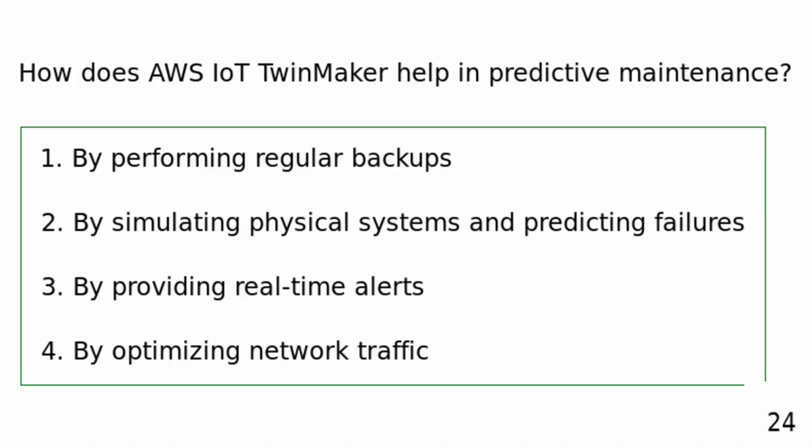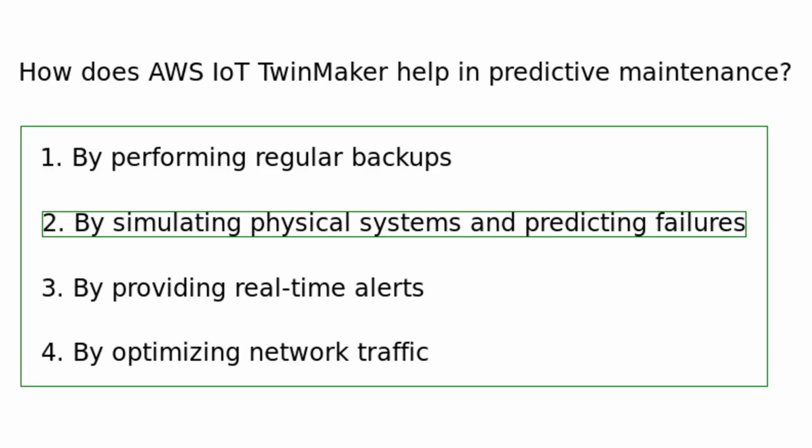How does AWS IoT TwinMaker help in predictive maintenance? By performing regular backups. By simulating physical systems and predicting failures. By providing real-time alerts. By optimizing network traffic. AWS IoT TwinMaker simulates physical systems to predict and prevent potential failures.